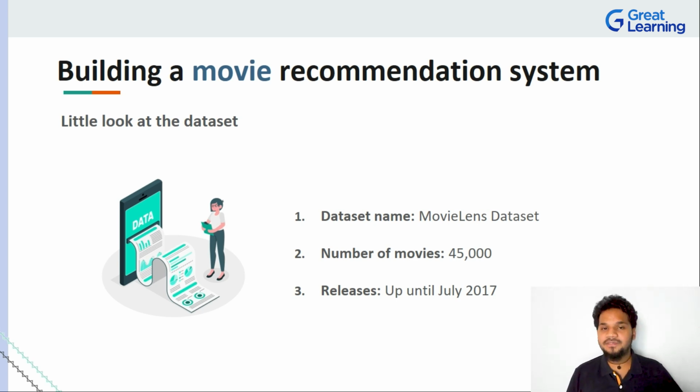So as I told you, the name of the data set is MovieLens. The number of movies or the details present in the data set is 45,000, which is again more than enough for our case, and it consists of all the movies that have been released up until the year 2017, specifically until July 2017.